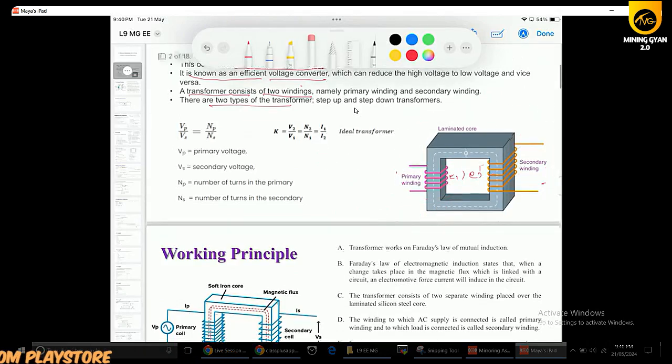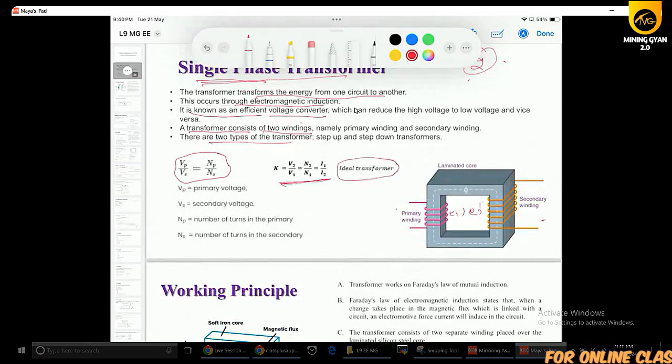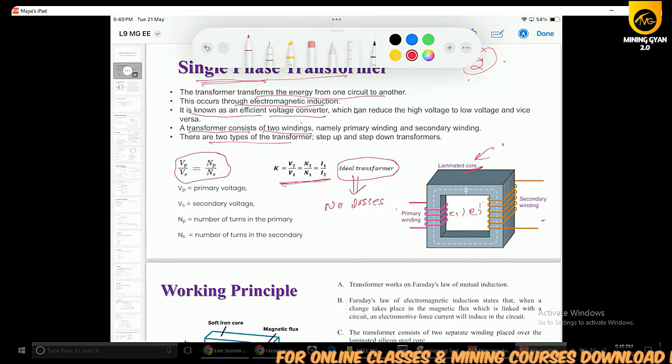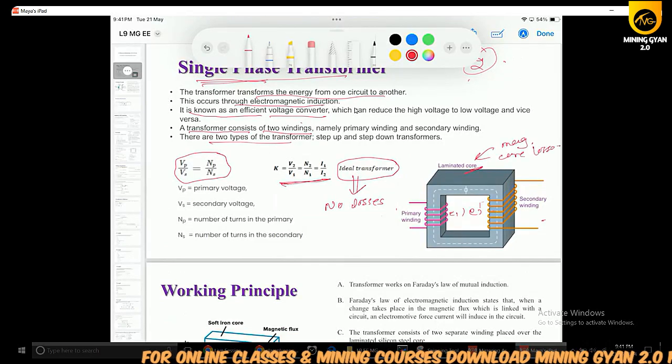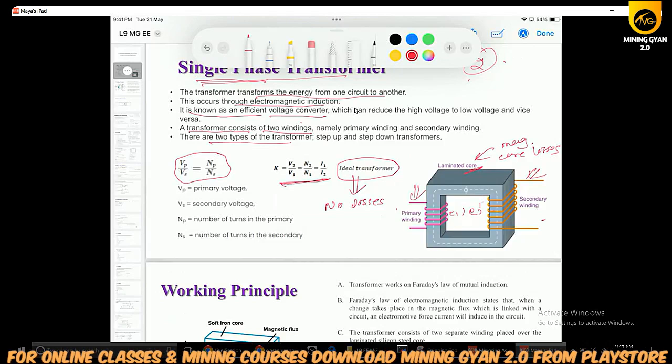So how to define the turns ratio or transformation ratio? This is called the transformation ratio. In case of an ideal transformer, no losses will be there in the core and copper wires. This is the core, so the core will have magnetic core losses. And these are the windings, copper windings. Obviously, copper windings will also have copper losses.